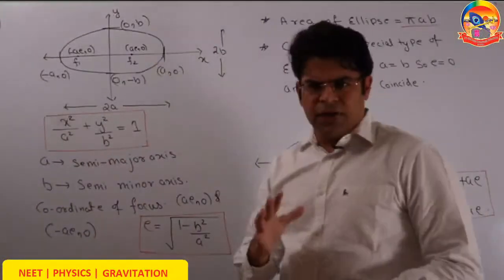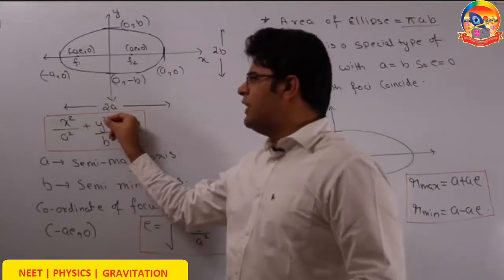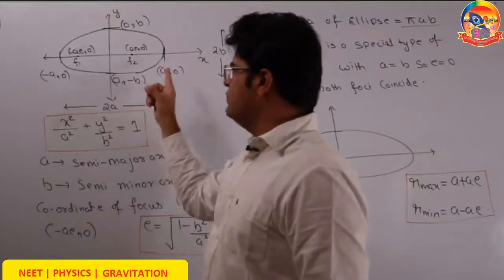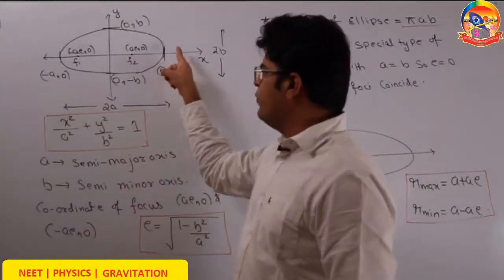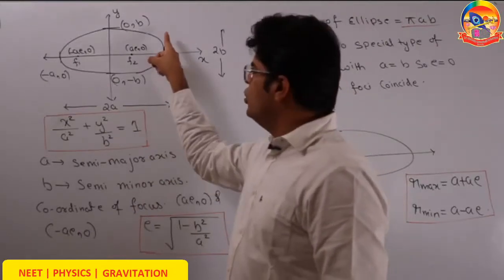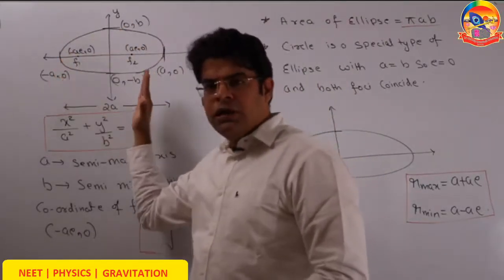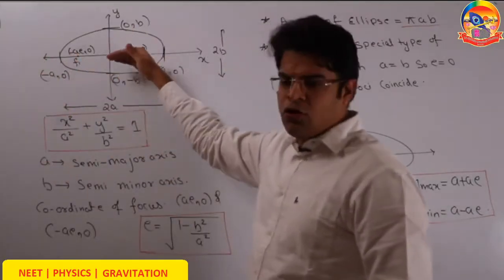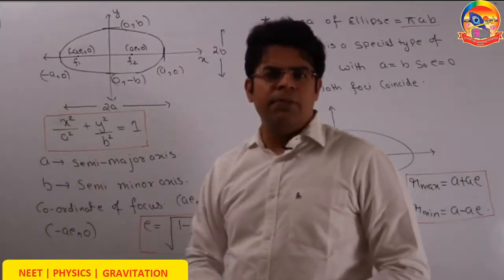Now the simplest equation of an ellipse is x square by a square plus y square upon b square equals 1. Now let's say this is the x axis, this is the y axis, and we plot the ellipse. The ellipse cuts the axes at 4 points: a comma 0, the maximum x; 0 comma b, the maximum y; minus a comma 0, the maximum value on the negative side of x; 0 comma minus b, the maximum value on the negative side of y. Here a is the length of the semi-major axis.